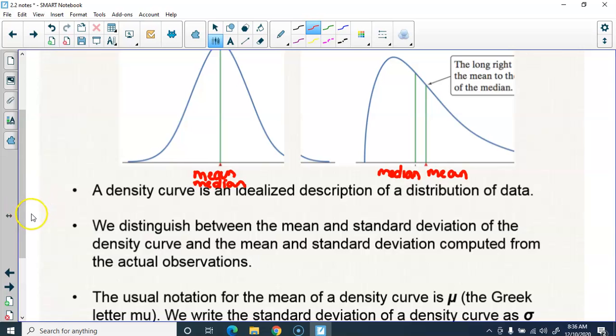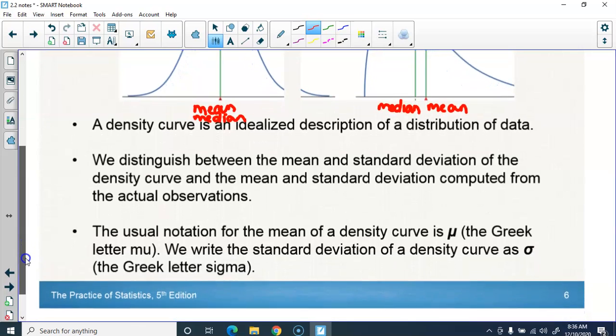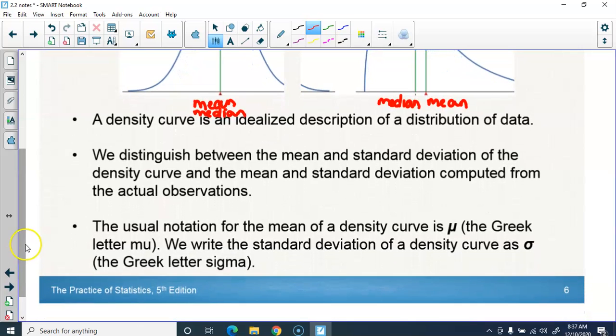We distinguish between the mean and standard deviation of the density curve and the mean and standard deviation computed from the actual observations. The usual notation for the mean of a density curve is mu, which looks like that when I write it. And the standard deviation is lowercase sigma, which looks like that written.